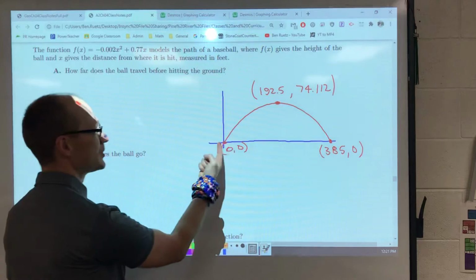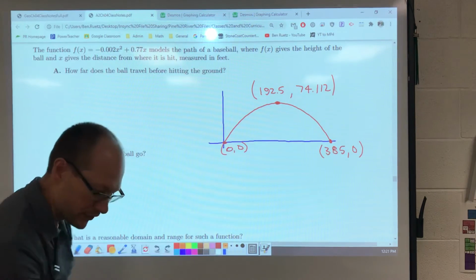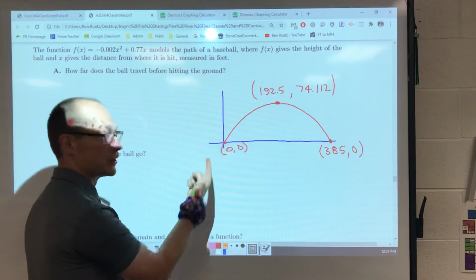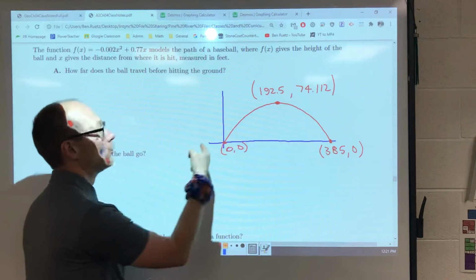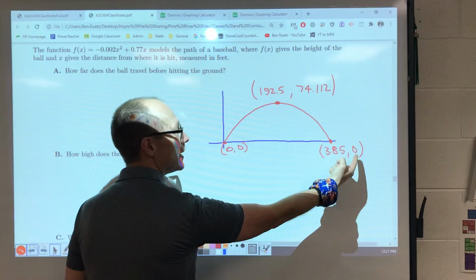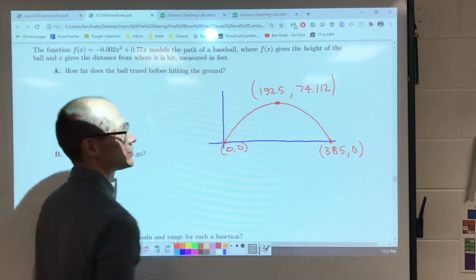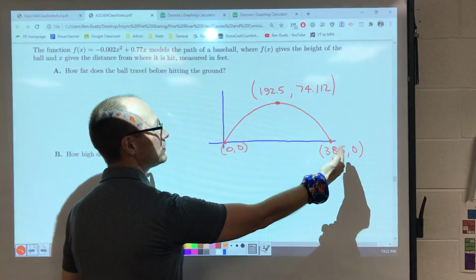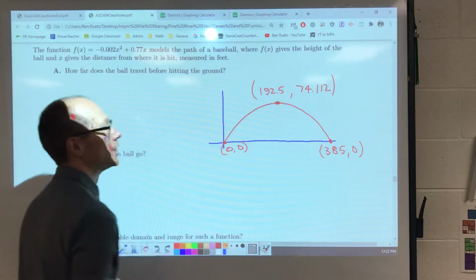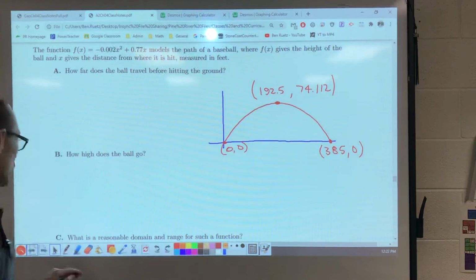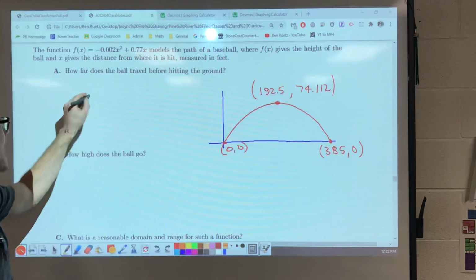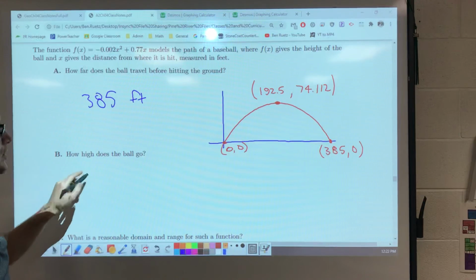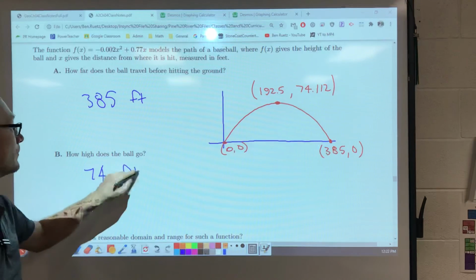If we sketch that right there, we can pull from that just about everything we need. We can see that it starts at (0, 0). Let's pretend we're not golfing here, that it wasn't on the ground. Technically, this probably should have started a little bit higher, right? That's okay. We can see, though, that the height is zero when it hits the ground at 385 feet. And what was the highest it got to? Well, the height was 74.12. So how far does it travel before hitting the ground? It travels about 385 feet. How high did it go? It went as high as 74 feet.